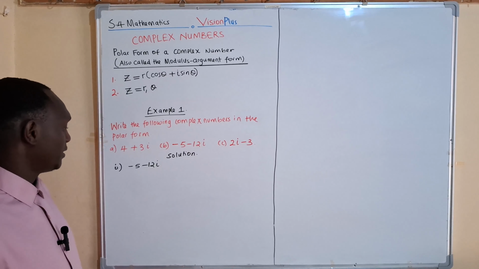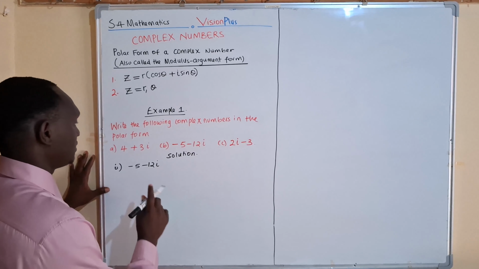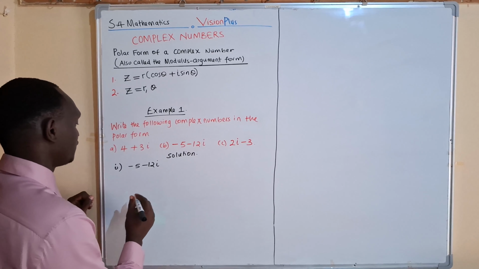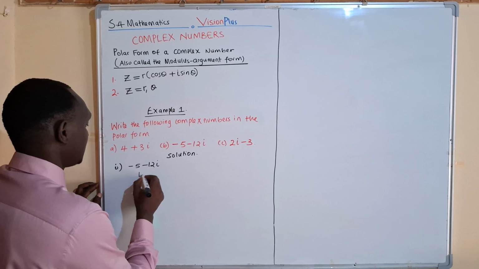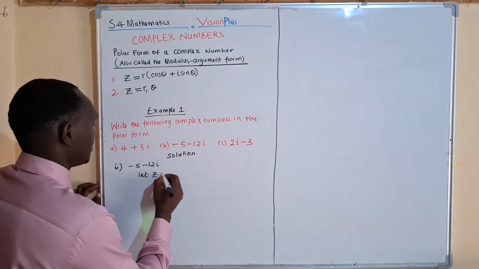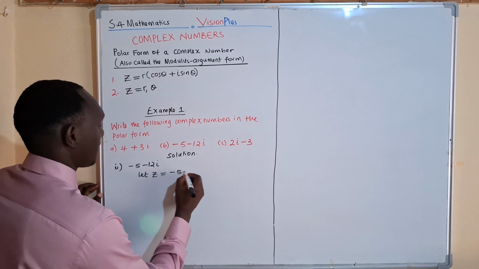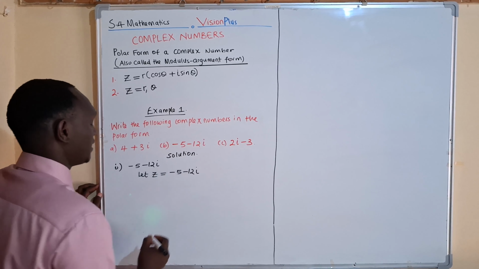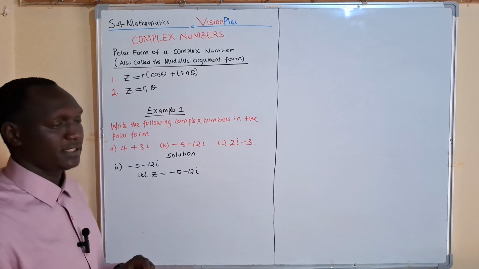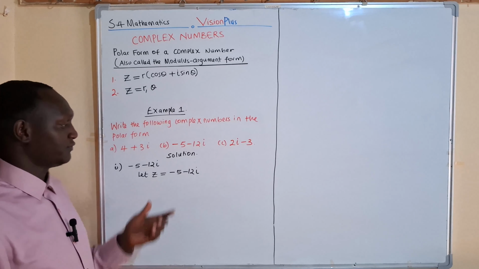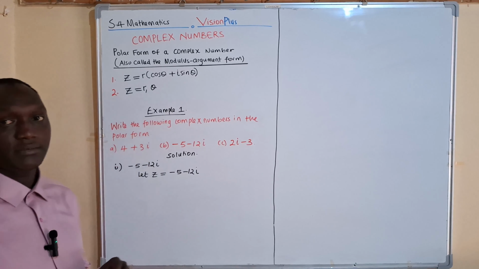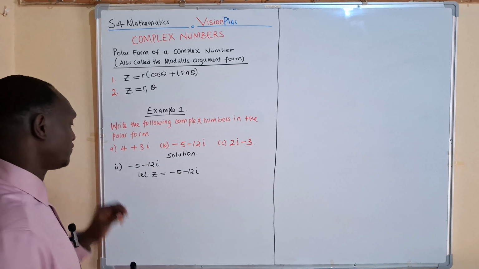And now going to part B. Part B is negative 5 minus 12i. That means you can say let z be equal to negative 5 minus 12i. Then we need to find the magnitude of the complex number, and we find the argument of this complex number, and then we substitute and we get the polar form.